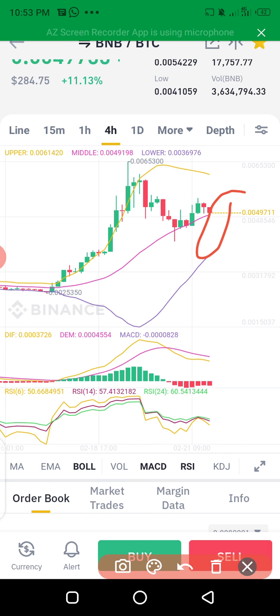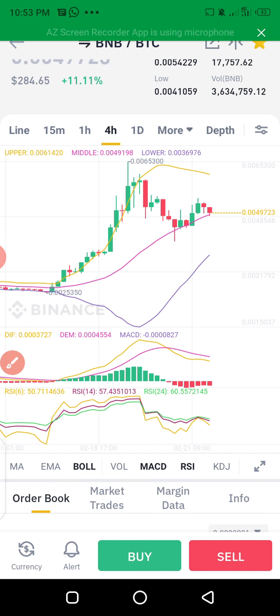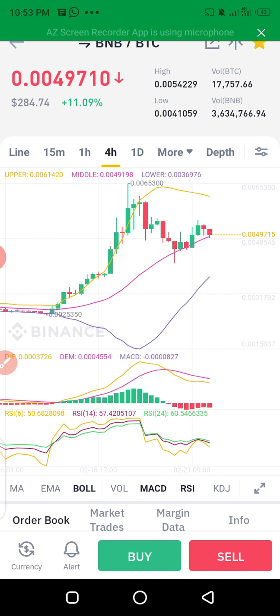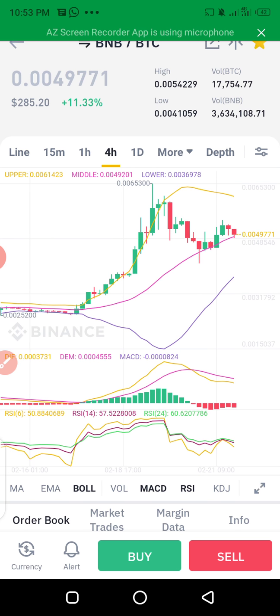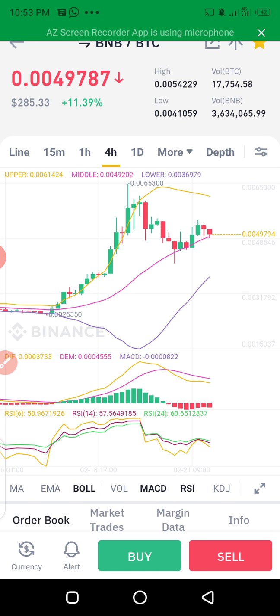Trading requires a lot of patience. You'll be patient, you'll be watching the time. The present time right now is 10:53, according to my time here. You will wait for this candlestick to close before you can decide whether it is going up or coming down. The candlestick will close at exactly 1 o'clock a.m. Nigeria time. So you use that to determine.